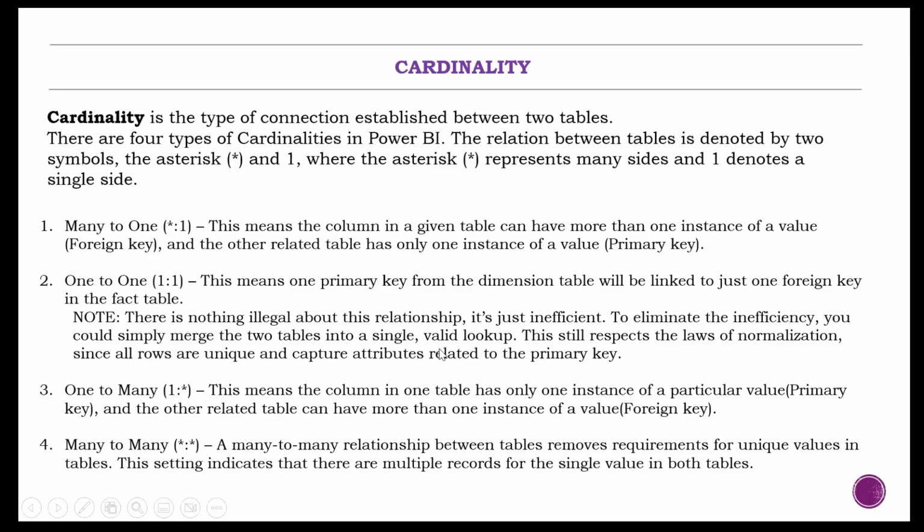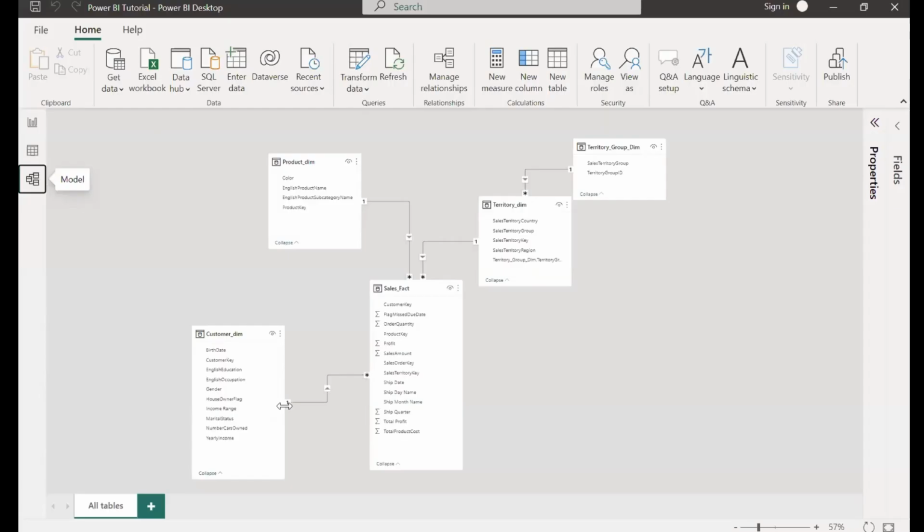The most efficient type of cardinality between two tables is the one-to-many relationship. If we go back to our Power BI, you notice we used the one-to-many relationship between our tables. That brings us to the end of data modeling.